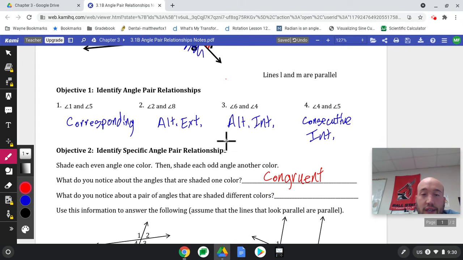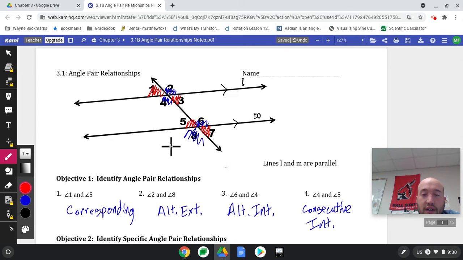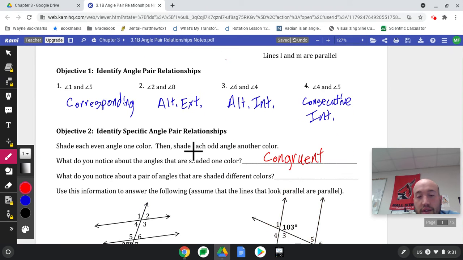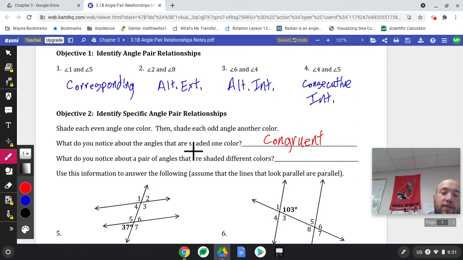However, if we have one of each, so for example, like 7 and 8 here, it's a linear pair. They are adjacent. They're going to be supplementary, which means add up to 180. Meanwhile, 4 and 5, consecutive interior. Those are also supplementary. 1 and 8, consecutive exterior. Those are supplementary. They'll add up to 180. So if there's one of each, it's going to be supplementary, which means add up to 180.